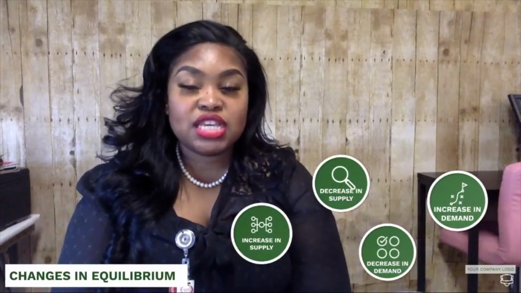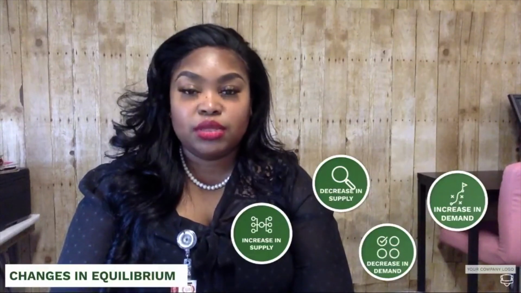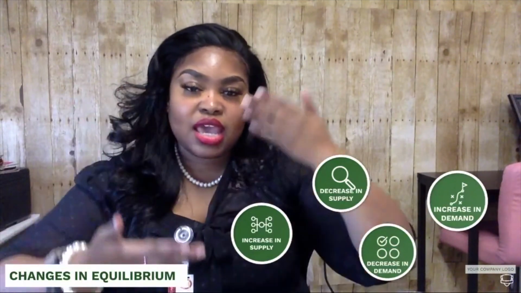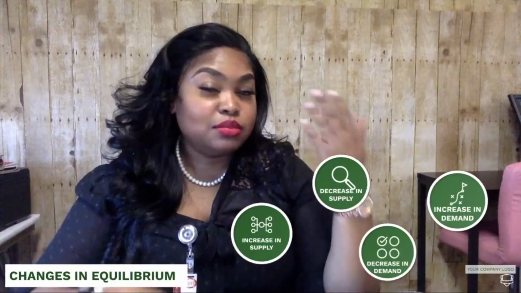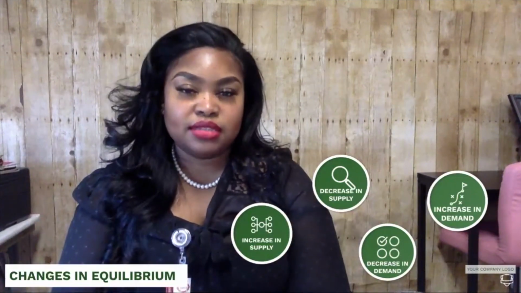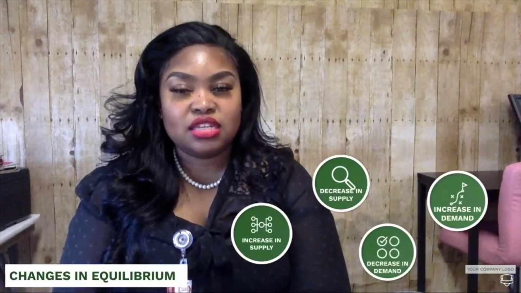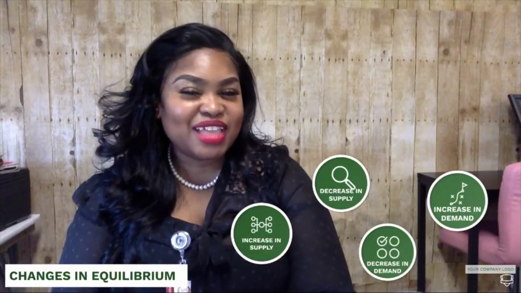So now you've seen everything that happens with the changes in equilibrium and how, as the demand and supply shift, so does the equilibrium price. Make sure you fill out your notes as well as the chart that is in your notes, and then move on to the IP.